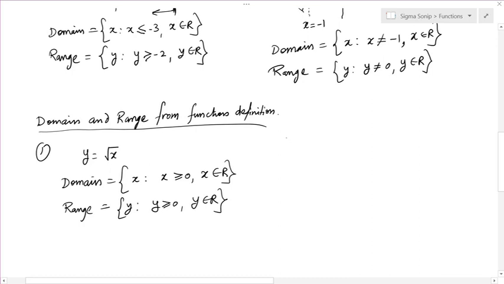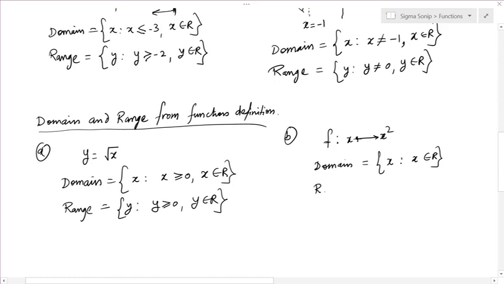Let's look at example B here, and example B gives that f is a function which maps x to x square. Now here we can see that x can have any value because it's just x square. So whatever number you have, whatever value you have, it will get squared. So domain, there is no restriction on domain: x such that x is real.